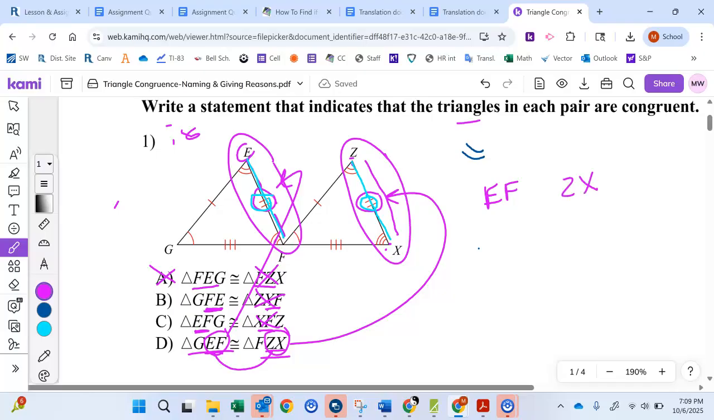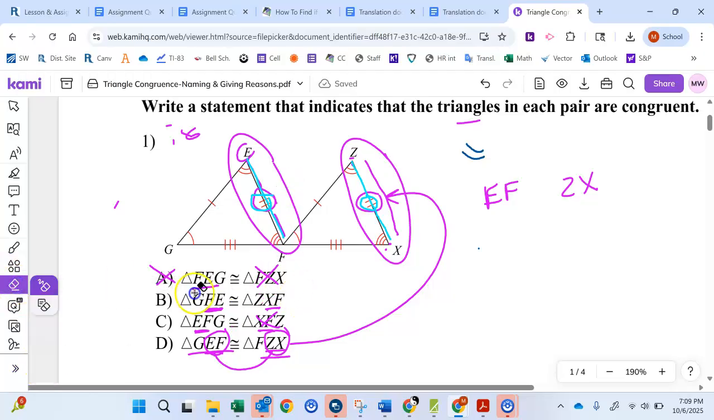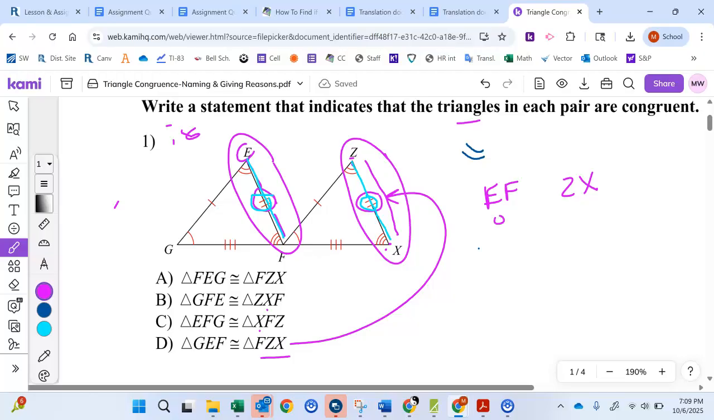So when we name the angles, let me go ahead and review that again. I know if you already understand it, you might skip to the next part. So we found two sides that are the same. Now EF or FE, it could go either way. So that's right here, right? Letters 1 and 2. So ZX should also be letters 1 and 2, but that's not ZX, that's FZ. So that's wrong.